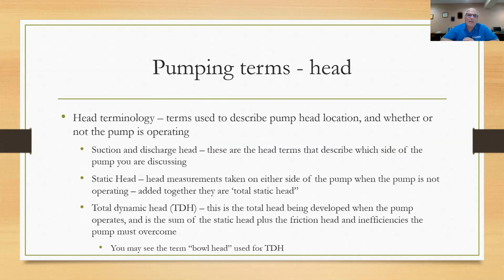So the static heads are measurements taken on either side of the pump when the pump is not operating. Static, not operating. You add them together, you're going to get the total static head. When that pump starts operating, now we have to talk in terms of total dynamic head. This is the total head being developed when the pump operates. It's the sum of the static heads plus the friction head and inefficiencies of the pump that you must overcome.